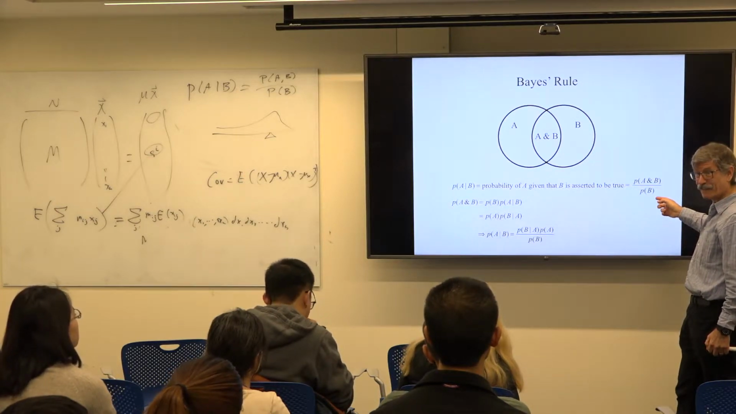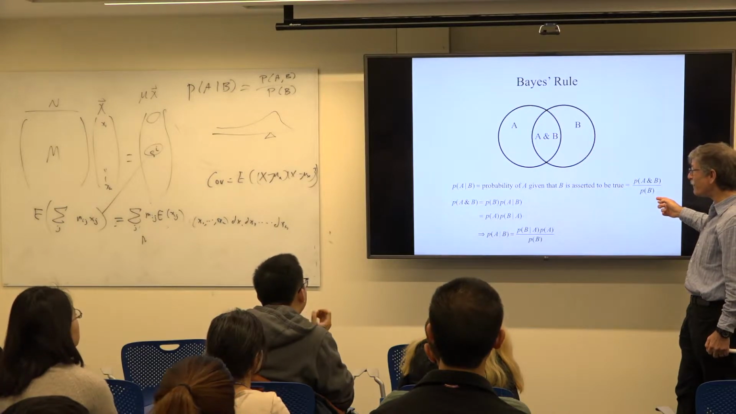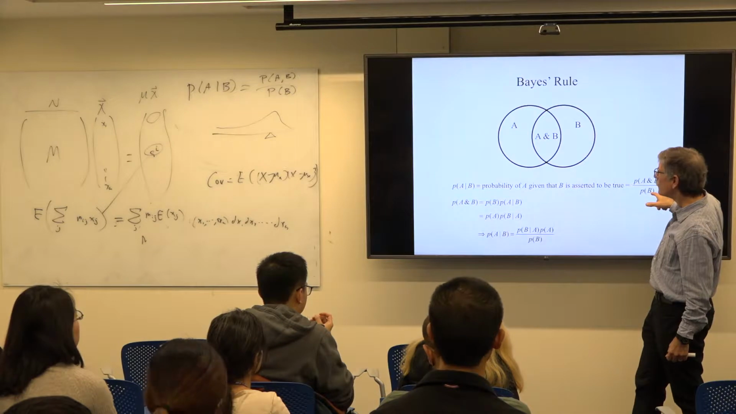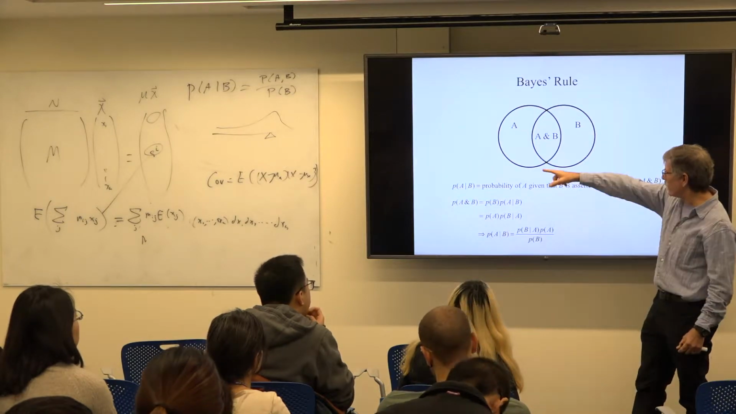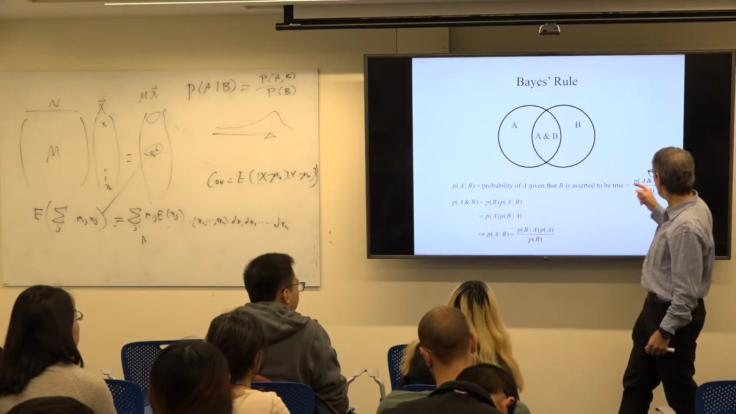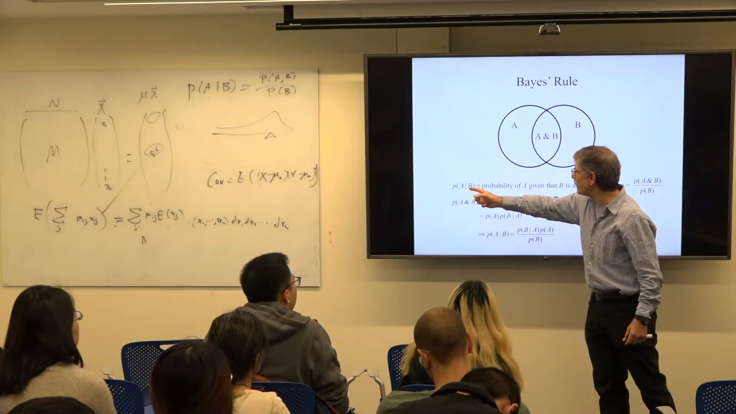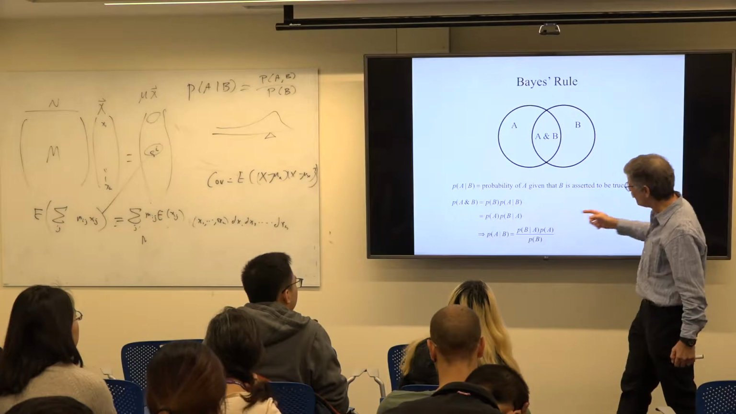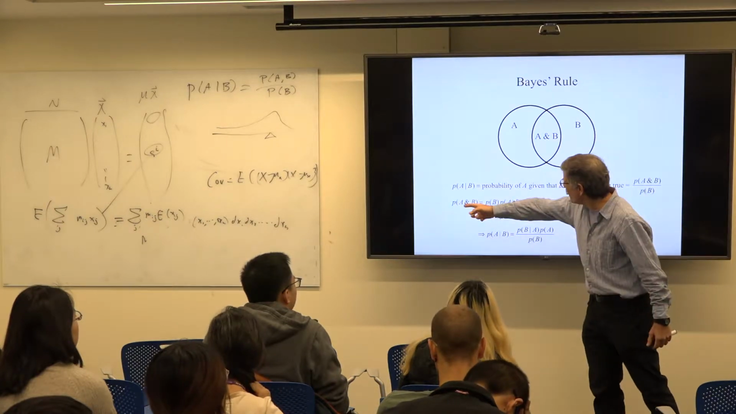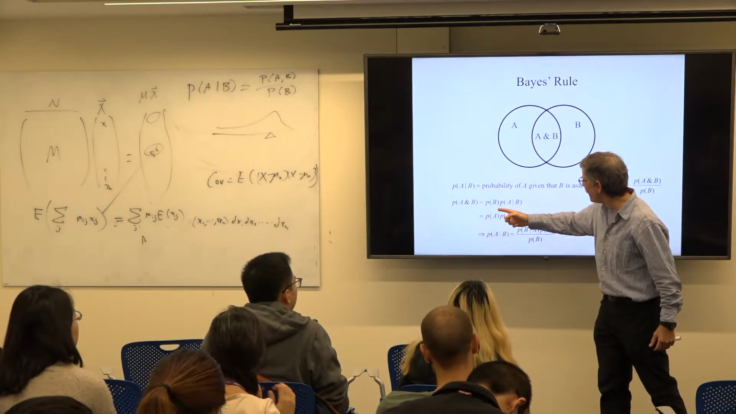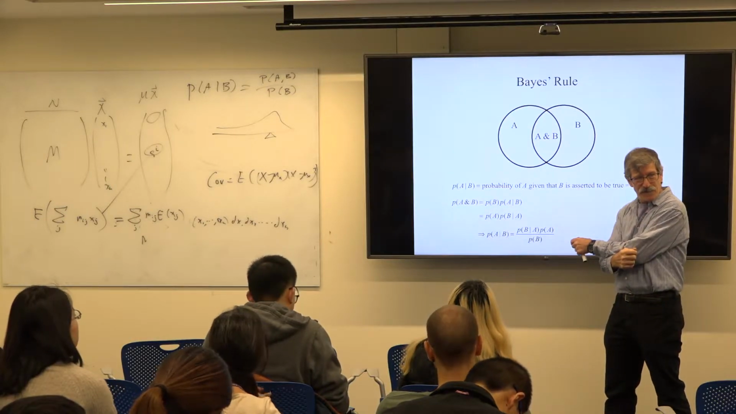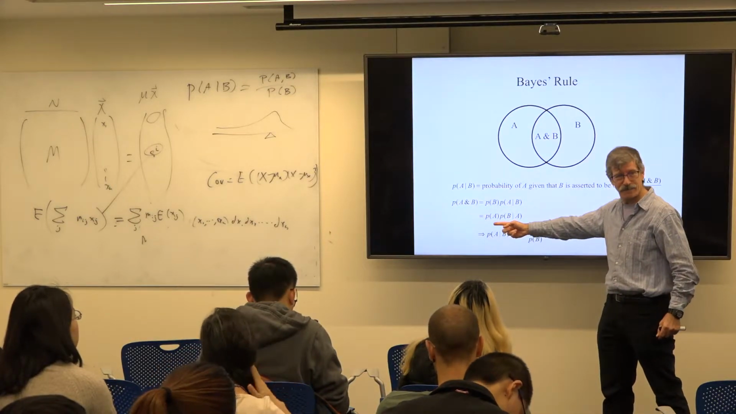And if you take those two statements together and move the P of B to the other side, so P of A and B is P of A given B times P of B. What did I just do? P of B goes to the other side. P of A and B is P of B times P of A given B. That's this one. But if I reverse the roles, it's this.